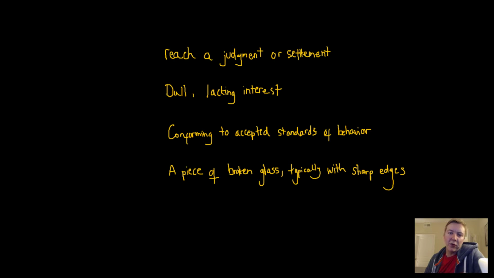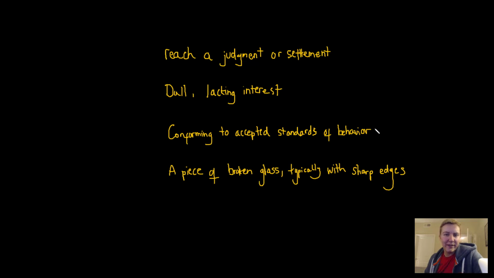So guys, before we part ways today, I just want to test you again one final time, and this time we'll look at the definitions. And for each definition, think about which word we're talking about. So, a piece of broken glass, typically with sharp edges. What is that one? Well, that's shard of glass or a shard of metal.